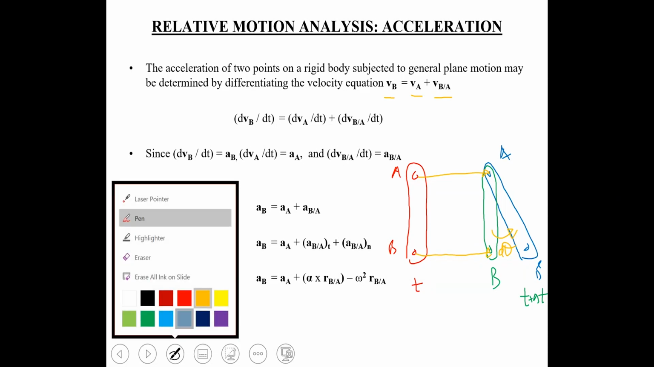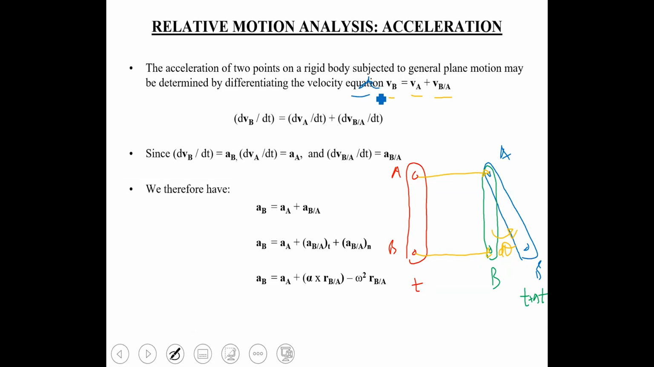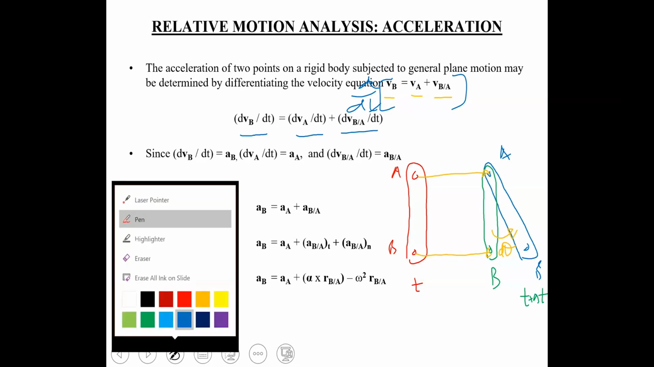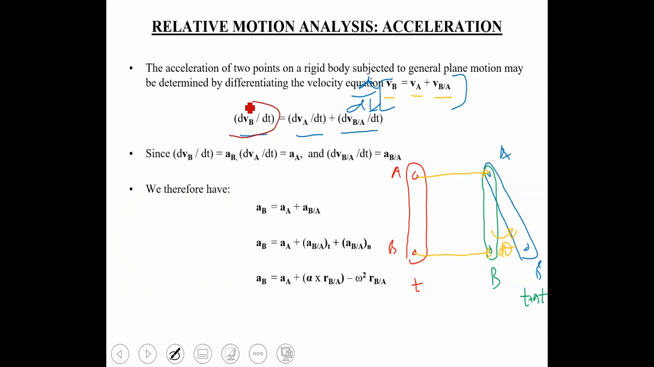Now, in order to perform the acceleration analysis, we are going to differentiate this equation with respect to time. So differentiating this equation with respect to time, the first term would become dVb over dt, the second term would become dVa over dt, and the third term would become dVba over dt. Now, as far as this dV over dt term is concerned, this would be the absolute acceleration of point B. So we have replaced this dV over dt by AB. Similarly, this second term, which is dVa over dt, would become absolute acceleration of point A. As far as this third term is concerned, this would become the relative acceleration of B with respect to A.